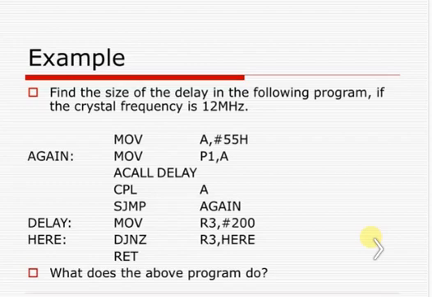We will discuss one example for the delay loop. Find the size of the delay in the following program if the crystal frequency is 12 megahertz. MOV A, #55; MOV P1, A; CALL DELAY; CPL A; SJMP AGAIN; then in the delay: MOV R3, #200; DJNZ R3, HERE; then RET. What does the program do?